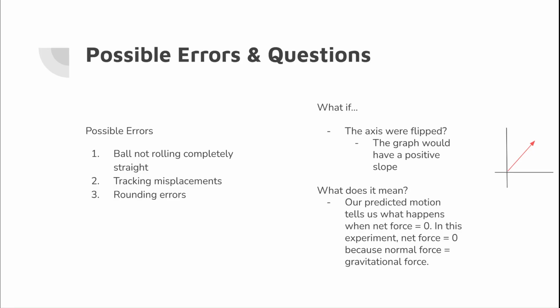And just overall, what our results mean from this experiment is that our predicted motion tells us what happens when the net force equals zero. And in this experiment, the net force is zero because the normal force, which is pushing upwards on the ball, is equal to the gravitational force, which is pulling downwards on the ball.